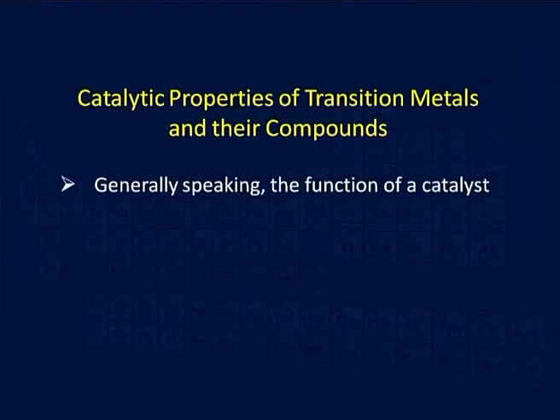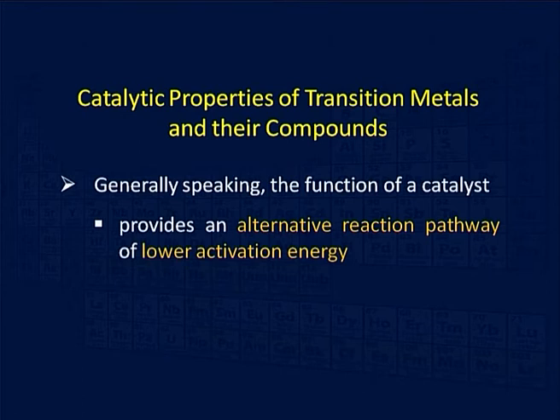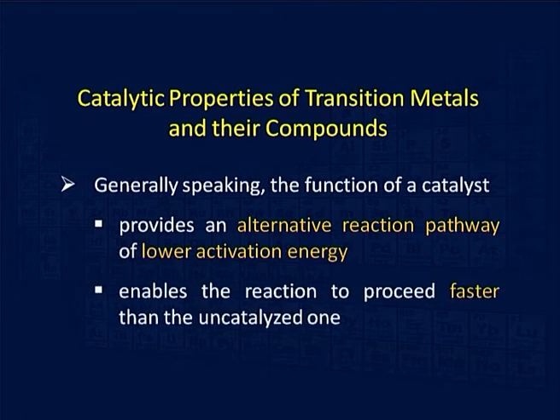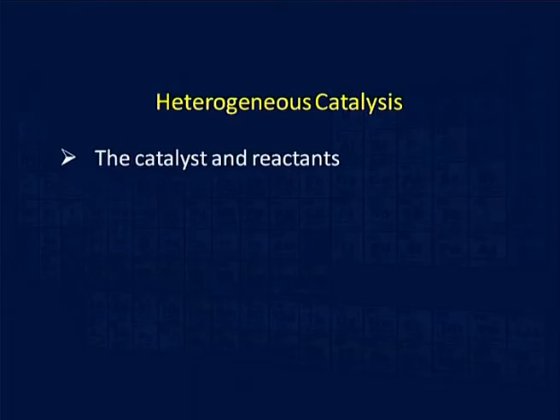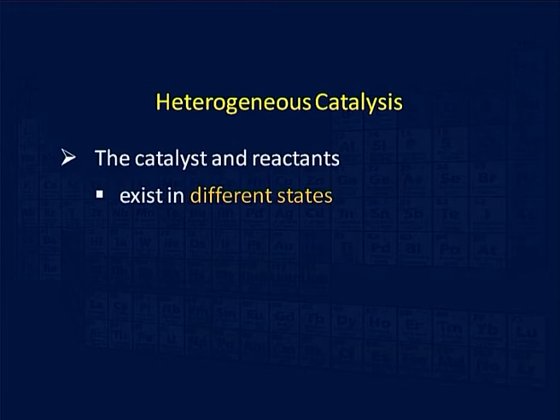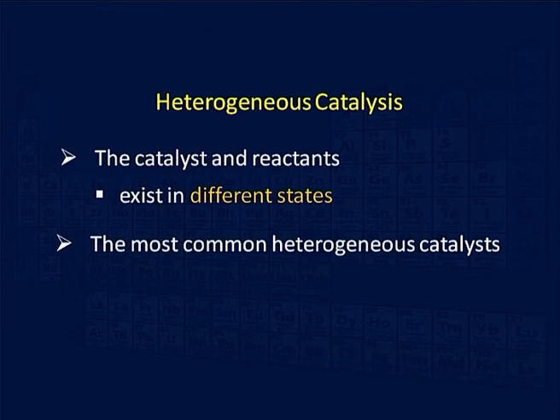Let us first understand why we need a catalyst. Generally speaking, the function of a catalyst is to provide an alternative reaction pathway of lower activation energy, and it enables the reaction to proceed faster than the uncatalyzed reaction. So, in other words, catalytic reactions are faster than uncatalyzed reactions. The catalyst and reactant can be either in the same phase or in different phases. If they are in the same phase, then it is homogeneous catalysis, but if they are in different phases, then it is called heterogeneous catalysis.